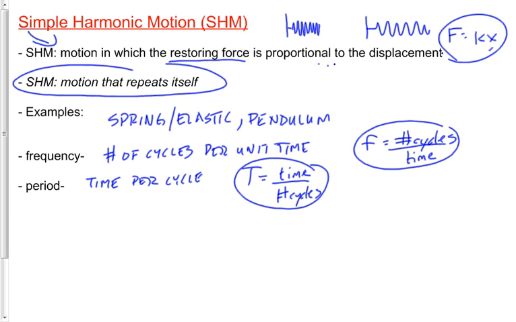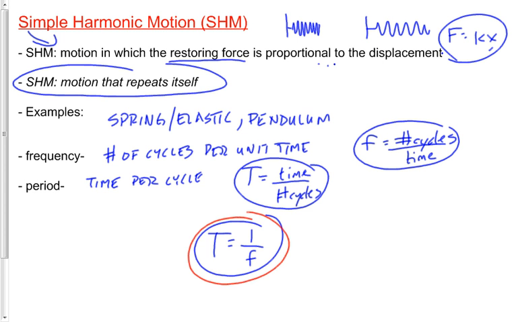How are you going to tie those two equations together? How are you going to relate them to each other? Well, this isn't new either. Back in our circular motion unit, we said T is equal to 1 over F. This equation is on our data sheet. The period is equal to the inverse of the frequency.